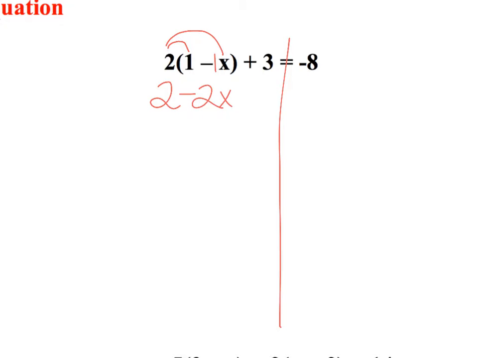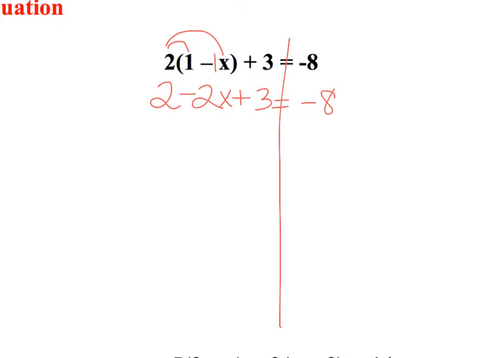Are we distributing to the 3? Nah, it's not in the parentheses. Remember, the 2 is like the chip, and the parentheses is like the bowl. Don't dip outside the bowl. 3 just shows up late to the party. And bring down the negative 8.